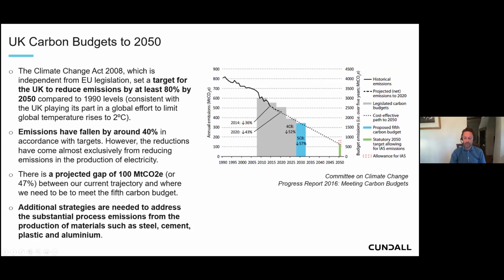So it's been something like a 40% reduction over the period that's been monitored, and that's largely been achieved through decarbonisation of the grid. But the Committee for Climate Change meetings in 2016, they identified that that's only going to get us so far, and we need to start to think about other strategies to deal with material consumption, agriculture, and various other things. And it's picked up as that one of the key actions to take is to review the emissions from productions of steel, concrete, plastic, and aluminium, which are the key constituents of the built environment.